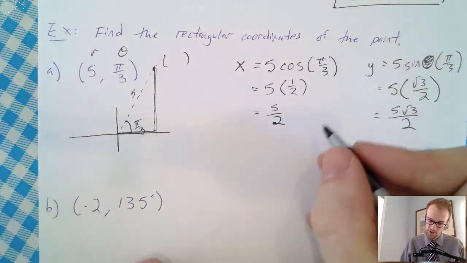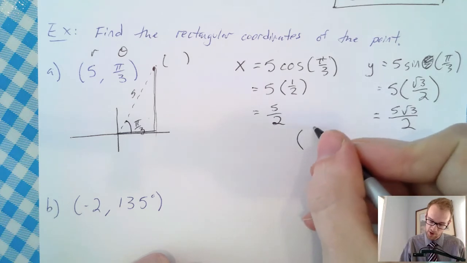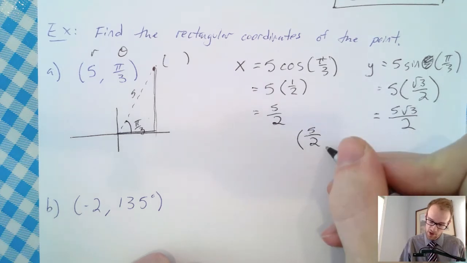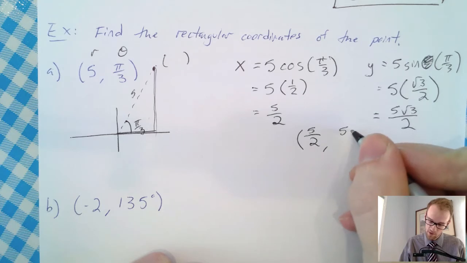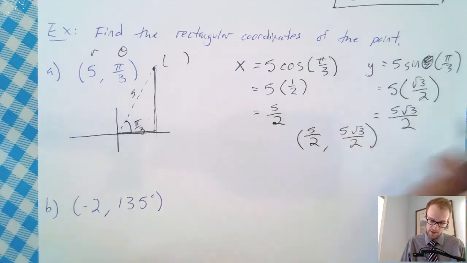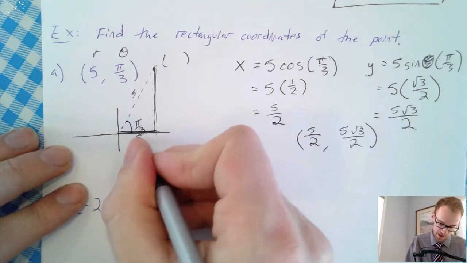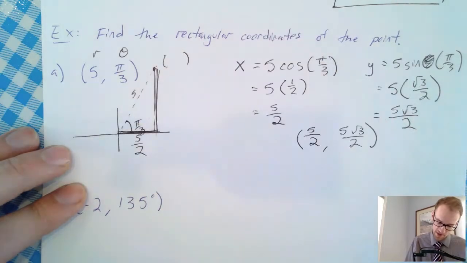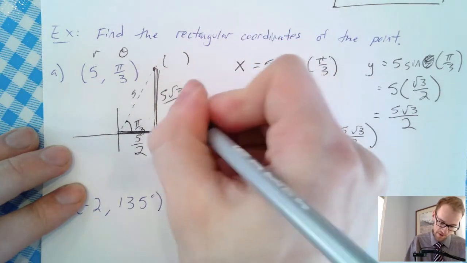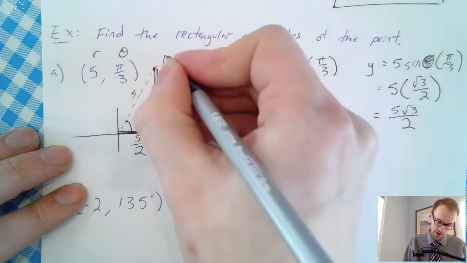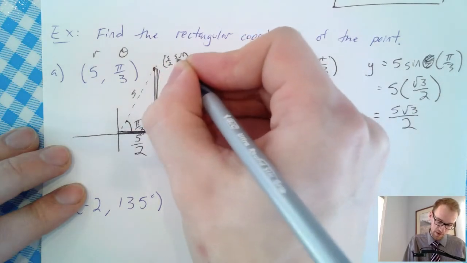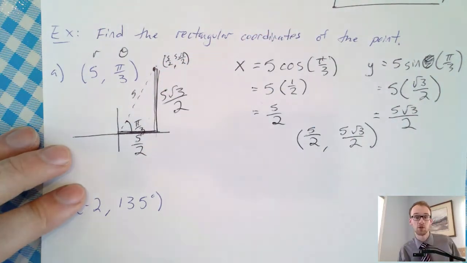So what's left is to write it in Cartesian coordinate form, x and y. Okay, so I know this x value is 5 over 2, and I know this y value is 5 root 3 over 2. Those are the rectangular coordinates of that point.